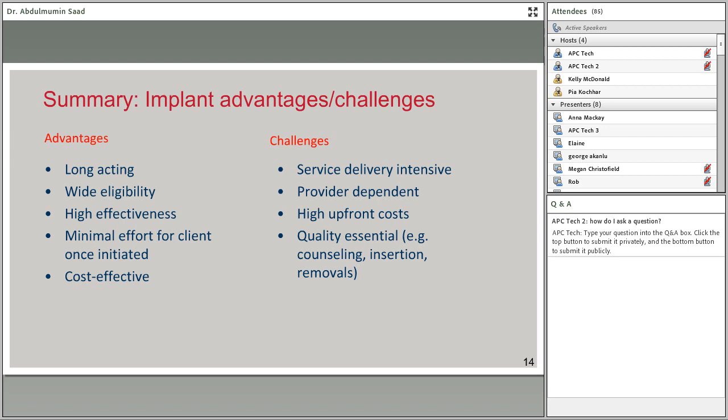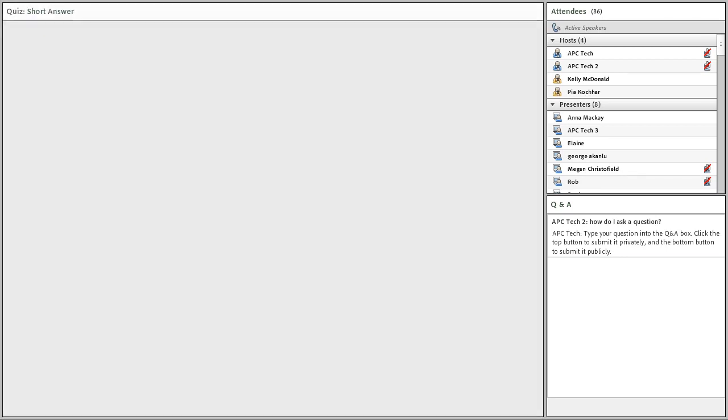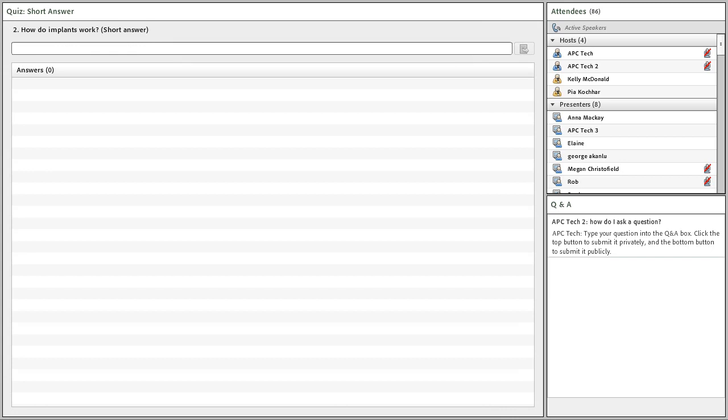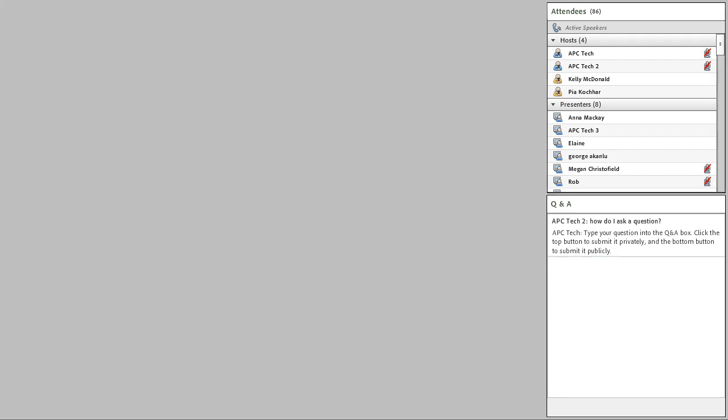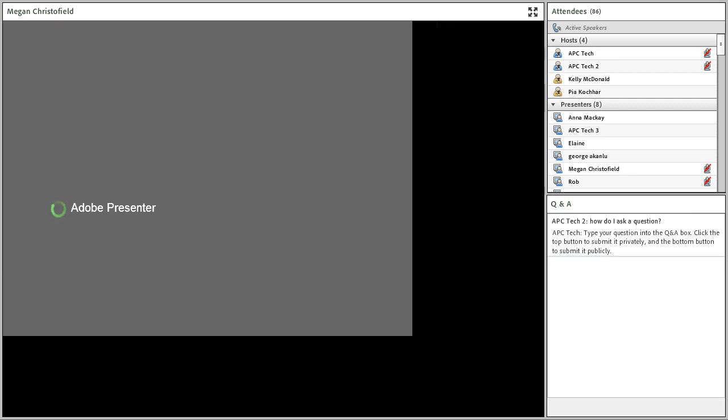Service delivery may be intensive, but highly motivated and trained providers are great for insertion and removal, because if there is no provider, there will be no program. And it may have a high upfront cost, but the overall cost of implants per CYP is comparable to or even less than that of injectables or pills. Thank you very much, and I look forward to responding to your questions.